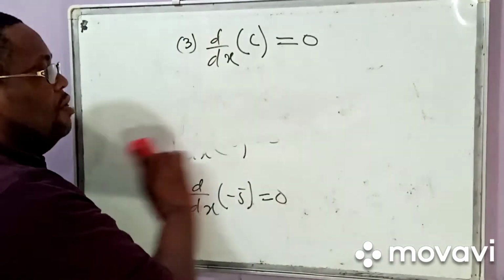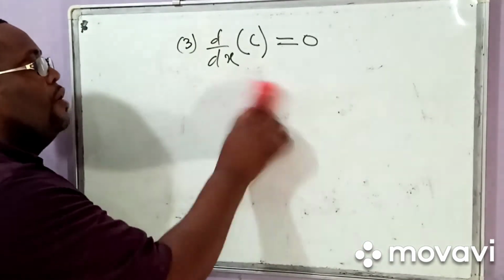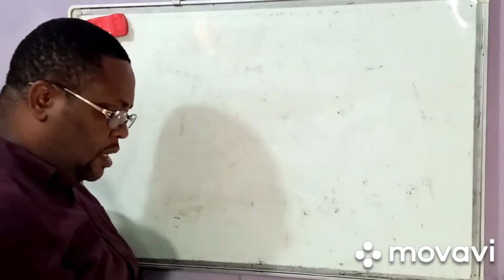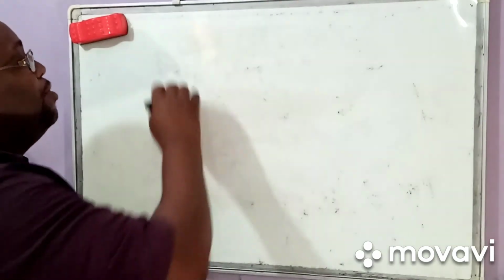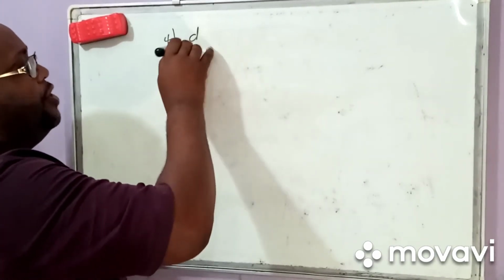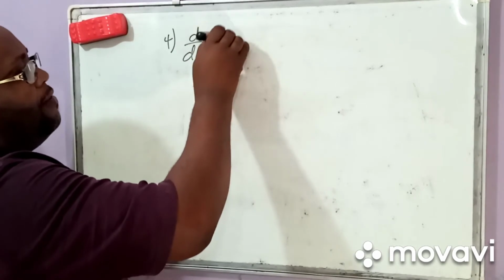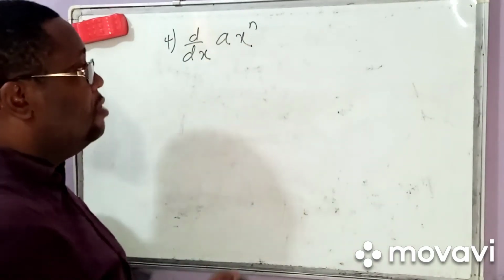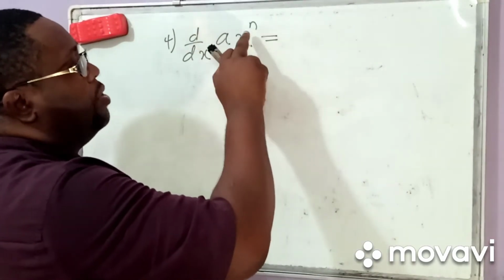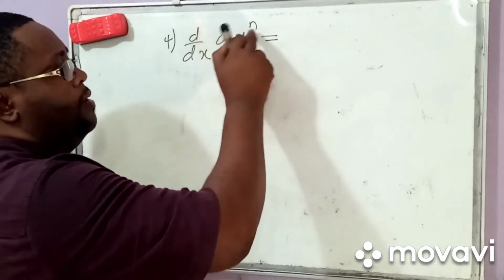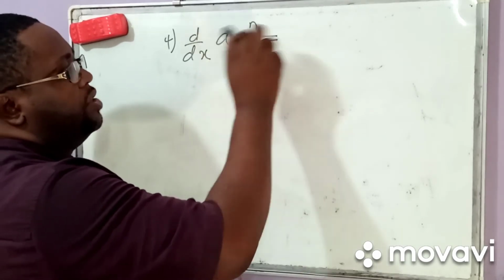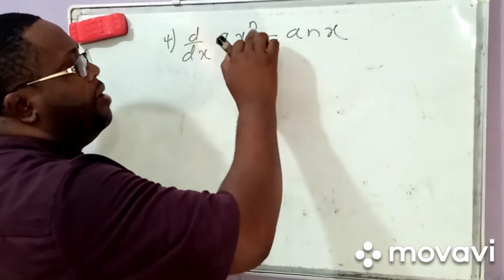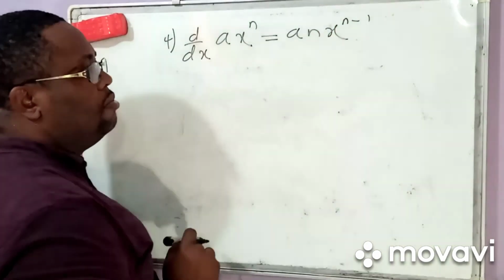Okay, now we go on to rule number 4. Let's quickly look at rule number 4. I think we are going to end our class with rule number 4. When we differentiate with respect to x, ax to the power n, it's very simple. This a stays here, this n will come down and multiply it, so we have an, then we have x to the power n minus 1.